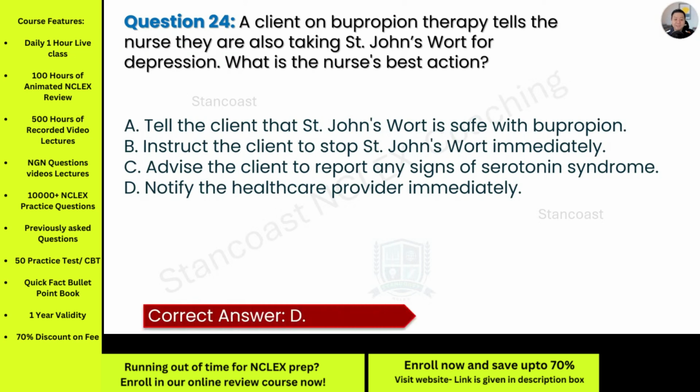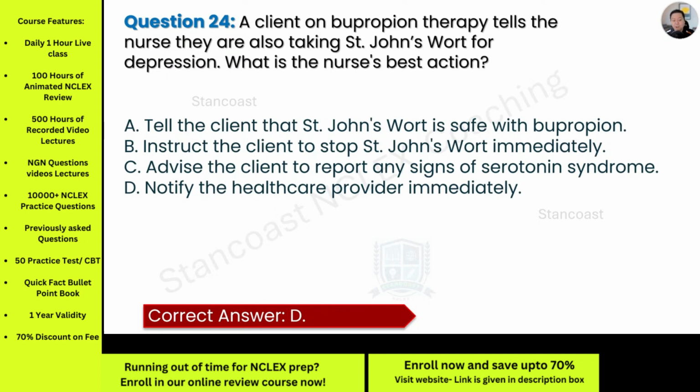Your answer here should be letter D. When a client is taking bupropion and also using St. John's wort, the nurse's priority is to notify the healthcare provider immediately, because St. John's wort is known to interact with many medications, including antidepressants such as the bupropion, and can increase the risk of serotonin syndrome, which is a life-threatening condition that can happen when there is an excess of serotonin in the brain, which can happen when the St. John's wort is taken with the bupropion.